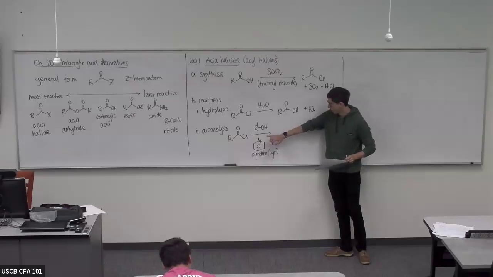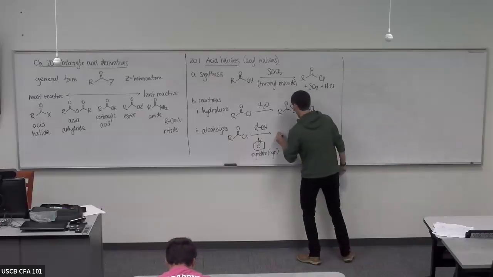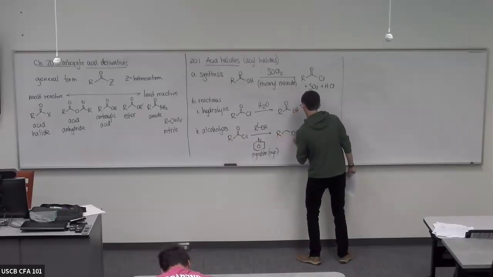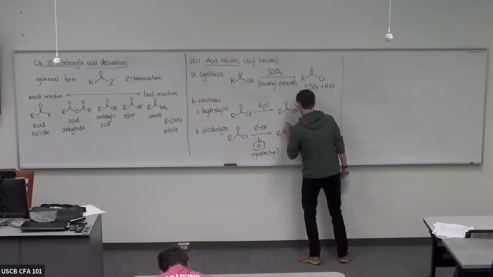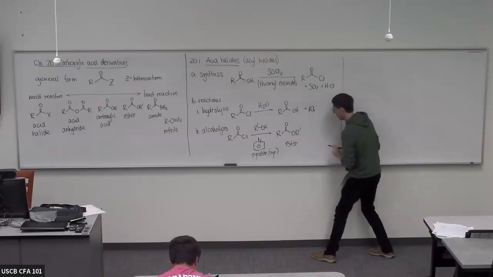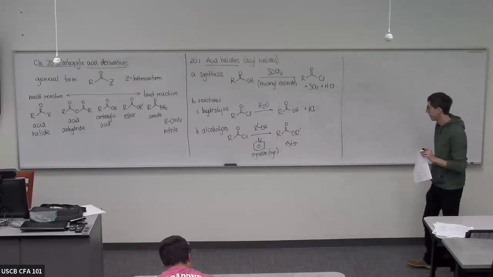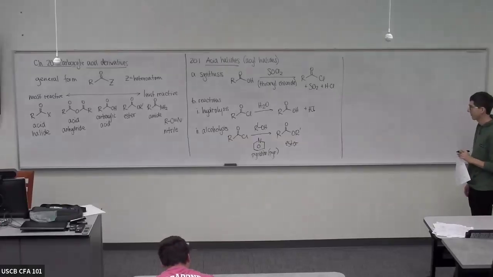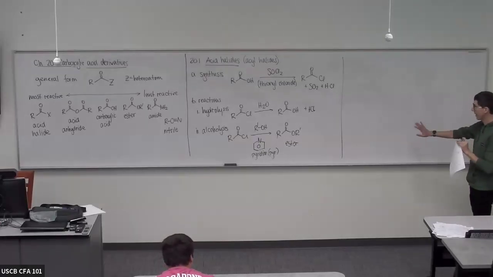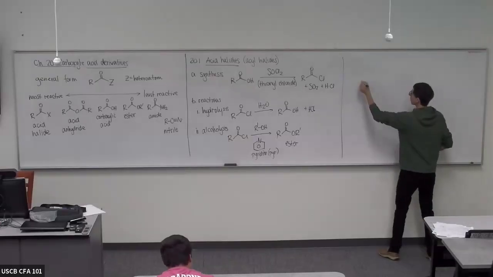And the result of this is not a carboxylic acid. Instead of the hydrogen there, we get an ester with the R group on the alcohol attached. So now we've actually made a useful functional group here.